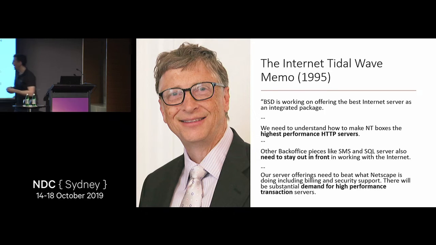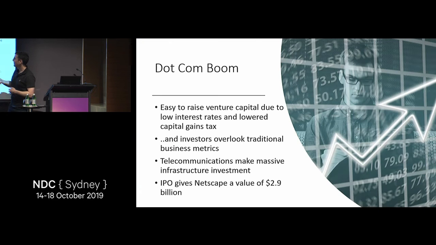But look, Bill's a clever guy, and he starts to get an idea of where things are going at this point. And I pulled out a couple of comments there. We need to understand how to make NT boxes the highest performance HTTP servers. Our server offerings need to beat what Netscape is doing, including billing and security support. There'll be substantial demand for high transaction servers. So Bill can see where this stuff is going. I think there's an argument over whether Microsoft were able to execute on this for a while, but way back in 1995, Bill can see where this is likely going.